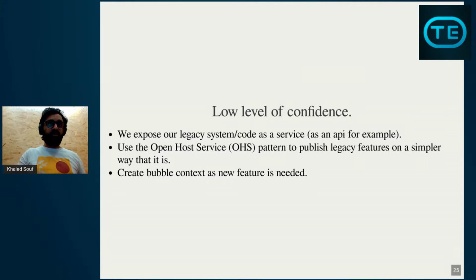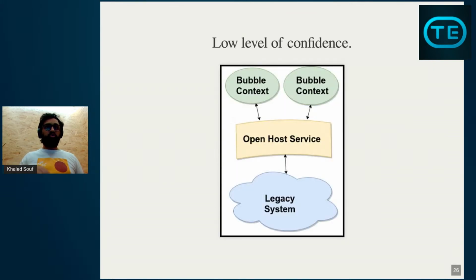And that somebody else is actually a new context that we are creating for the new feature. We call that a bubble context in DDD. And this is how it should look. Here the open host service is exposing everything that happens in the legacy system without exposing the complexity of the legacy system to the bubble context. So we're going to simplify here and do a lot of mapping, and also a lot of things underneath that the bubble context doesn't need to know about. This is the first strategy that I usually use.